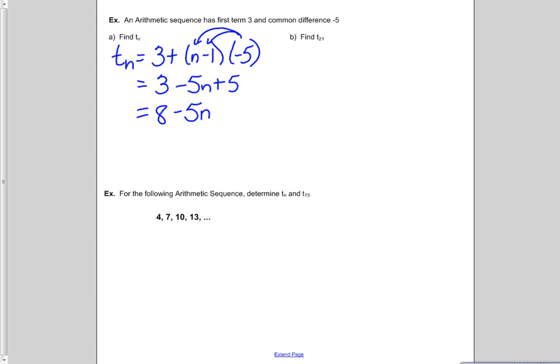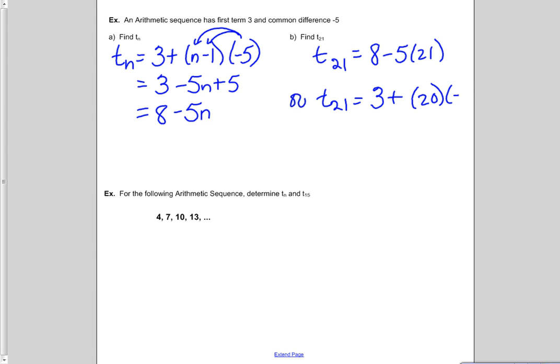Find T21. So the 21st term would be 8 take away 5 times 21. Or the 21st term is my initial term and 20 of the common difference, -5. Either one will get me to the same place. So 8 take away 5 times 21 is 105 minus 103. No, minus 97. 3 plus -100 is minus 97.